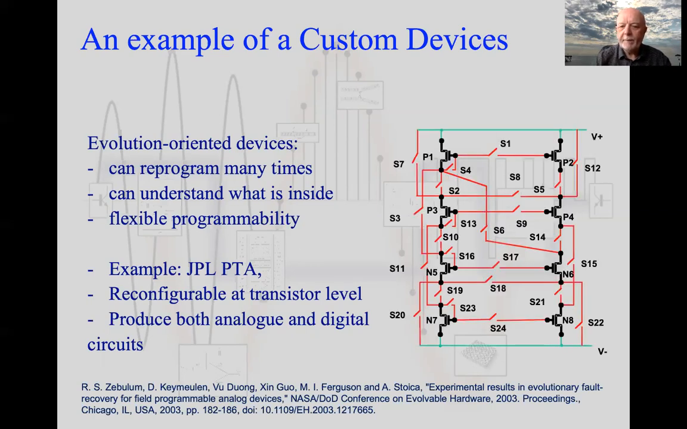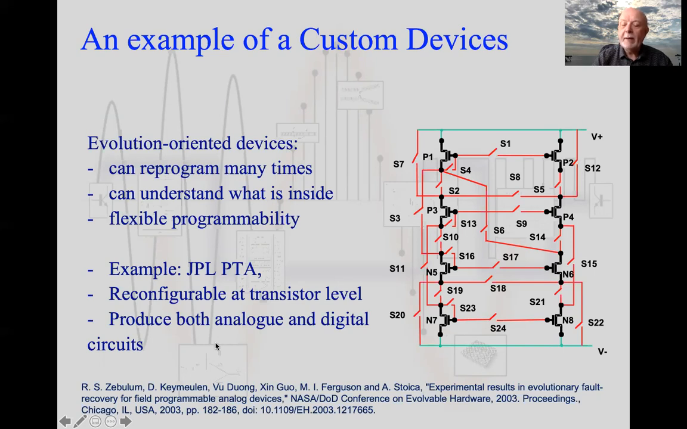So an example of this is the JPL programmable transistor array. Here's a picture of one of the versions here on the right hand side. Okay, so this is, as you can see, it's programmable at the transistor level. So in this particular case, we've got 2, 4, 6, 8 transistors in a cell, which we can program. And they were using it for experiments to evolve both analog and digital circuits.